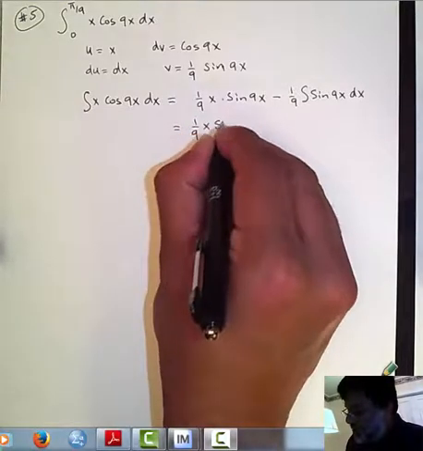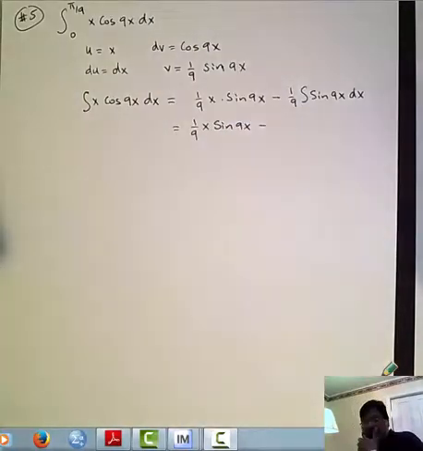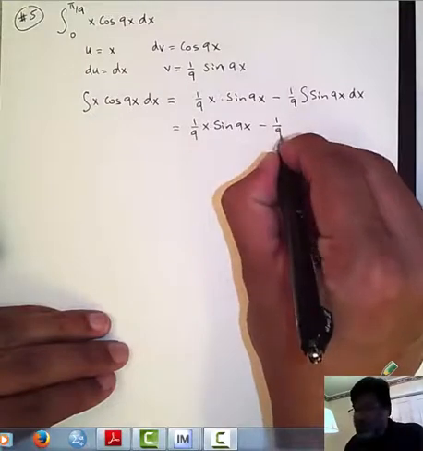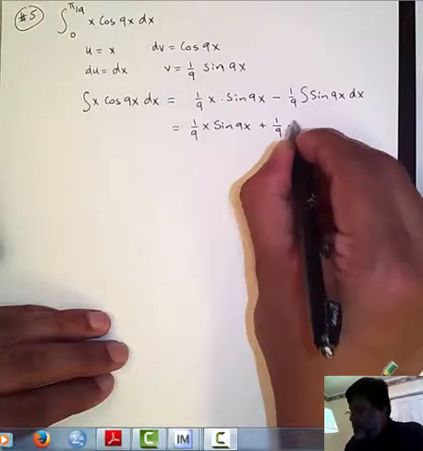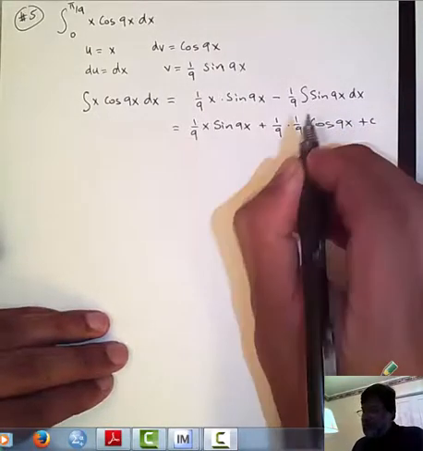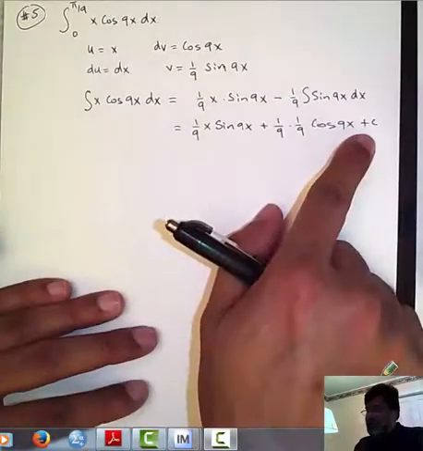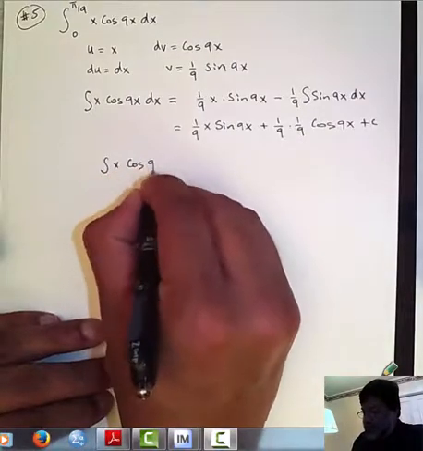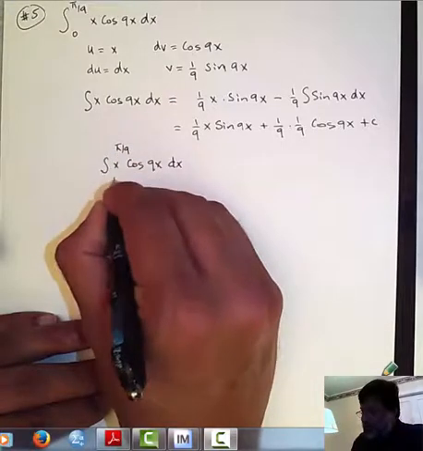We'll continue here. What's the integration of sine 9x? Well, it is going to be 1/9 negative, because integration of sine is negative, makes this positive, cosine of 9x. Let's see. Well, we actually have definite limits. I wrote plus c here, but we have definite limits, so we're going to go ahead and rewrite this. And evaluate.